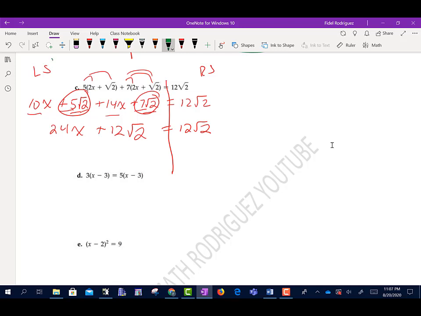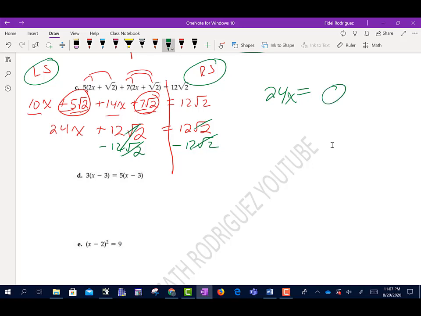Now, since I put all my letters on the left, my number is going to go to the right. I'm going to move this guy. Let's move him over here. Okay. And notice what happens. We get 24x. Those cancel. 12 minus 12 gives me 0 because they cancel. So when I divide by 24, we just get x equals 0. Okay.